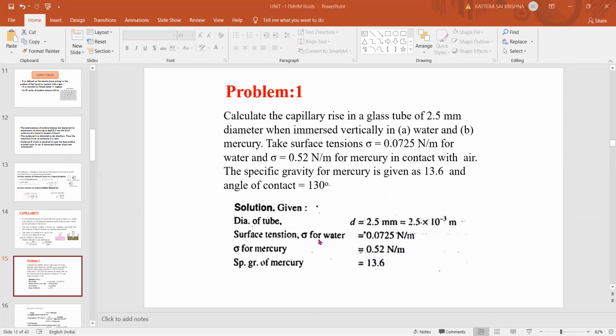Surface tension sigma for water is given. Sigma W, small w, you can write, because here both mercury and water are given. So surface tension for water, sigma W equal to 0.0725 Newton per meter. Next, surface tension for mercury is also given. Sigma for mercury equal to 0.52 Newton per meter. Next, specific gravity of mercury is given as 13.6. Specific gravity of water we already know, that is 1.